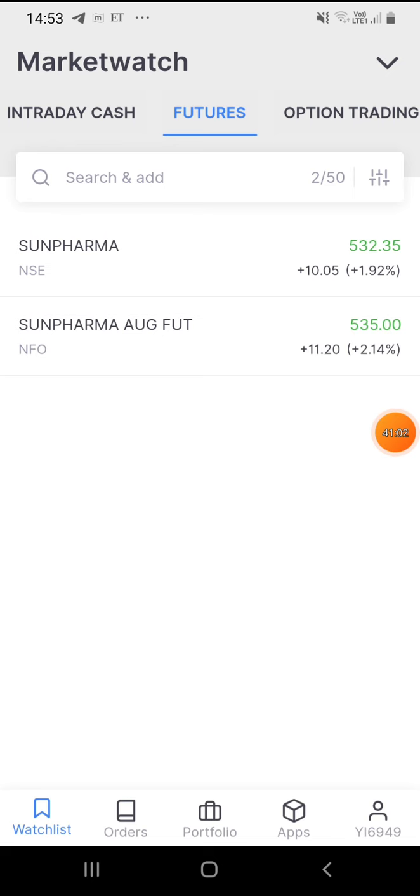Just take the future, and you are analyzing that Sun Pharma will go up to 545. Okay, it will go up to 545. So if you need to buy the Sun Pharma future, you need how much amount? 1 lakh approximately, right? If it is nearly 15 percentage or 20 percentage, you need approximately 1 lakh rupees. Okay, so your calculation is that Sun Pharma will go up to 545.